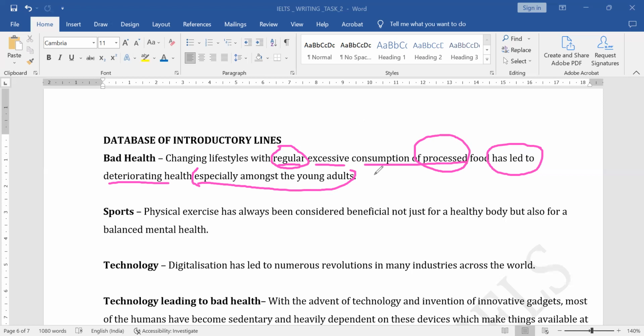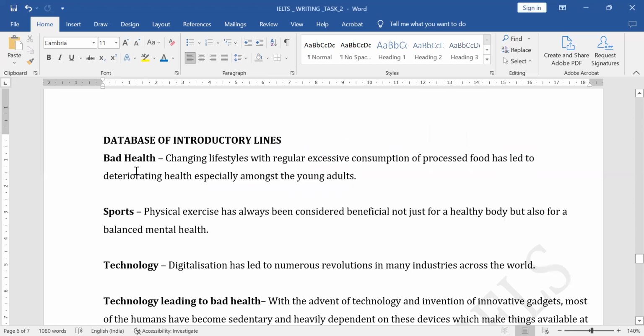Once you become a young adult, what happens? You eat whatever you like. You eat as per the time in hand. You eat as per the money in your pocket. You eat as per your taste. So there's a regular and excessive consumption of processed food. This is a predefined structure and you can use it anywhere, everywhere related to health. And that's where your problem of finding the synonyms can be slightly lessened when you keep working on these sentences.